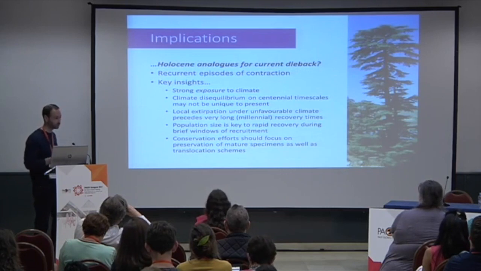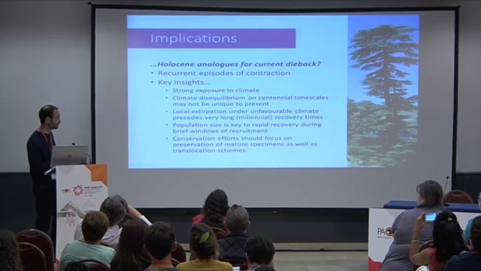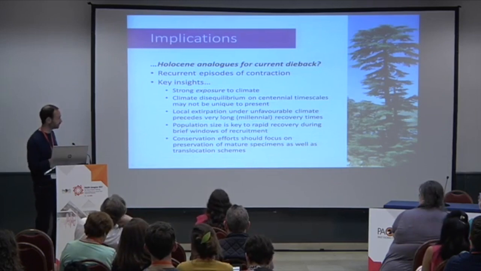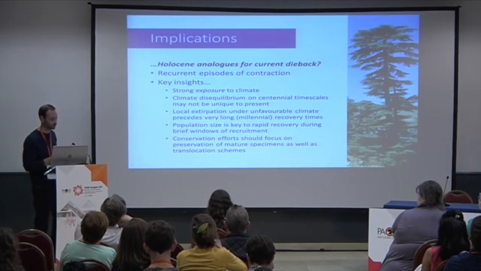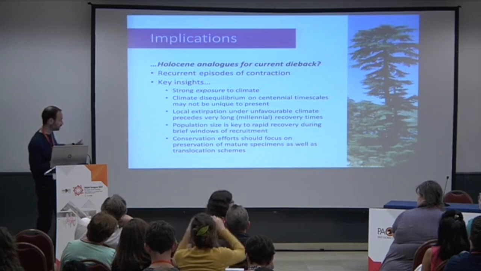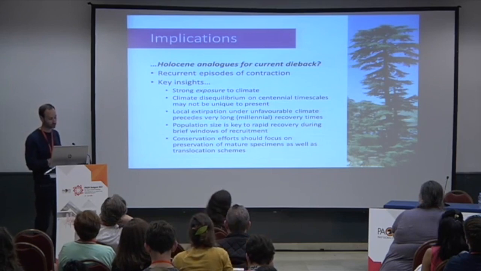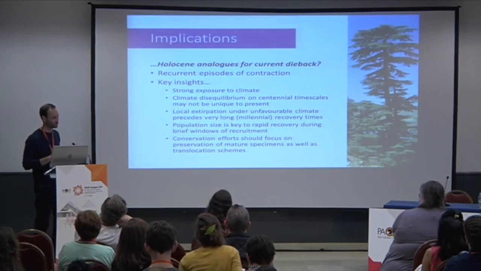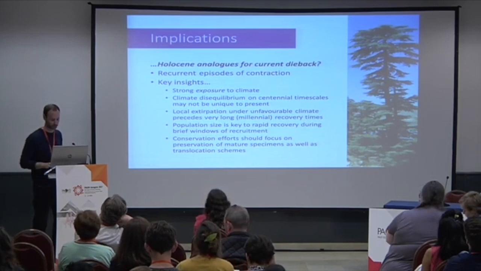So just to answer that final question, are there Holocene analogues for current dieback? Well, there certainly are recurrent episodes of contraction. And some of the key insights from this record is that the species demonstrates strong exposure to Holocene climate changes, but that perhaps some disequilibrium with climate on centennial timescales may not be unusual. So leaping ahead then to the final point here is that conservation efforts should probably focus on preservation of mature specimens that can survive for long periods, as well as translocation schemes. I'll stop there. Thank you.